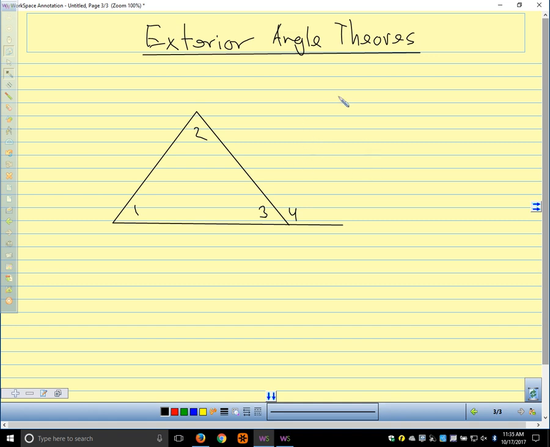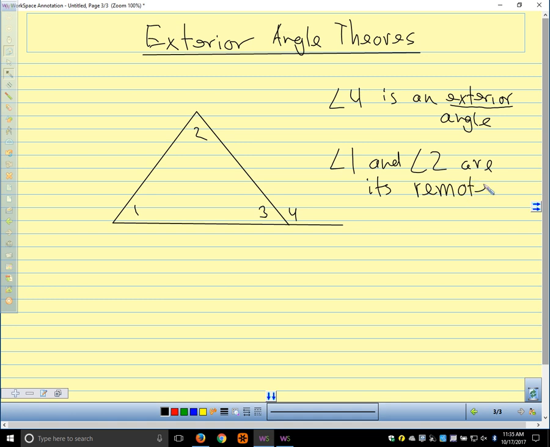What we're going to say is angle 4 is an exterior angle. That makes sense because it's on the outside of the triangle. It's on the exterior of the triangle. We're going to say angle 1 and angle 2 are its remote interior angles.